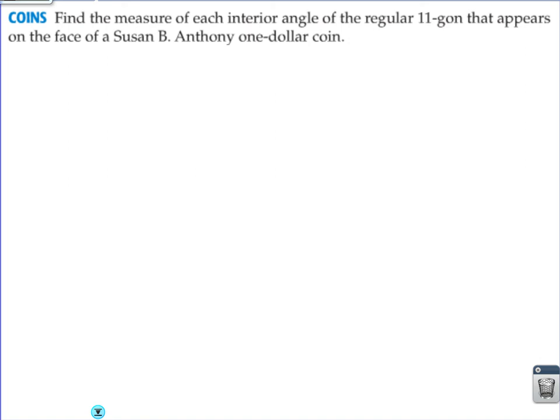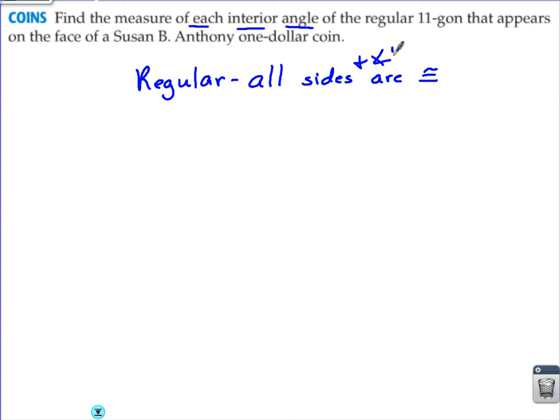Find the measure, but a little bit different here. It says each interior angle. It is a regular polygon, and we need to discuss that. I don't think we talked about it a while ago. Regular. What does it mean for a polygon to be regular? Does anybody know that? All the sides are the same. And since all the sides are the same, what else is going to be true? And angles. Everything is going to be the same. All sides are the same, all angles are the same, it is regular.